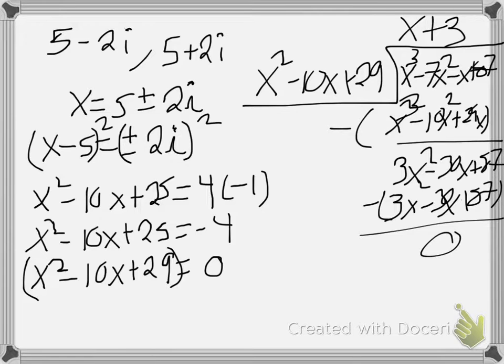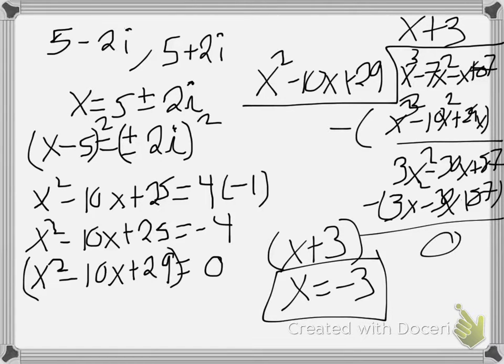So my last factor is x plus 3. So my last 0 is x equals negative 3. So my 3 zeros are x equals negative 3, and my 2 up at the top, 5 minus 2i and 5 plus 2i. Again, guys, watch it again if you need to. All right, you can stop, you can rewind, whatever the case may be.